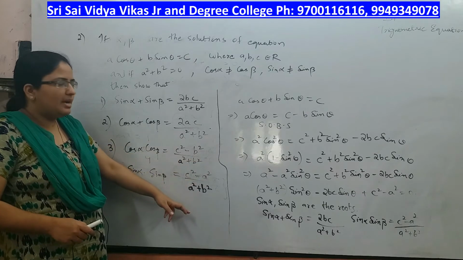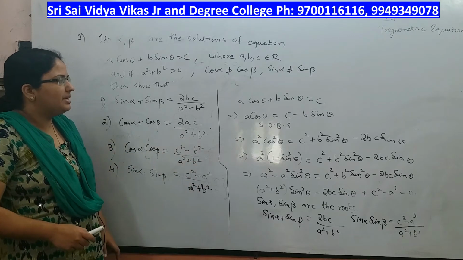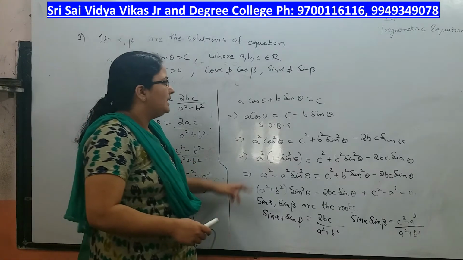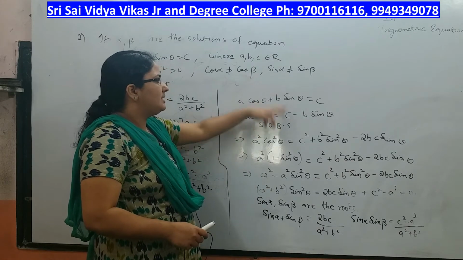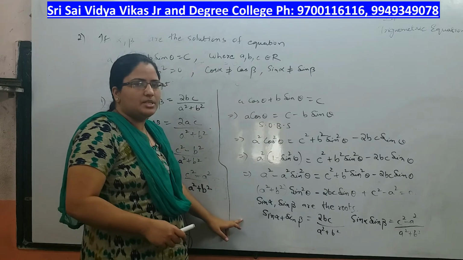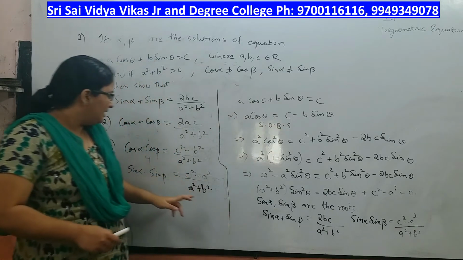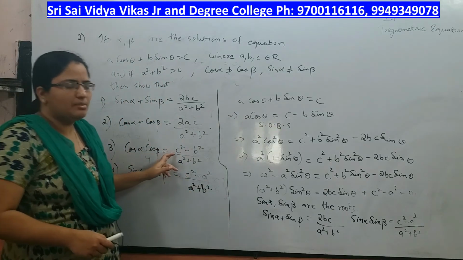I have done one part, similarly do the second part. Simply in the second part you have to take b sin theta, keep it as it is, take a cos theta that side and do the similar procedure. That will give you these two values. That's about this problem.